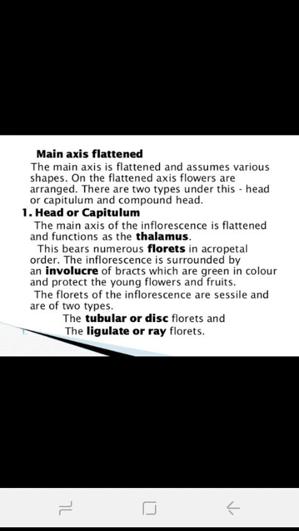Then numerous bracts arise here that form a cluster known as involucre, and small flowers, each flower known as a floret, are arranged in acropetal order. There are two types of florets: they are sessile, and they are tubular or disc florets, and ligulate or ray florets. You can see this very commonly in marigold, chrysanthemum, Tridax, common plants of the Asteraceae family. In the diagram you can see the flattened receptacle bearing two types of flowers.